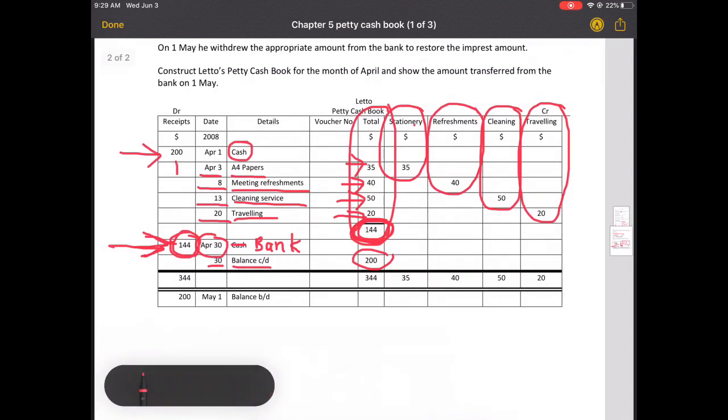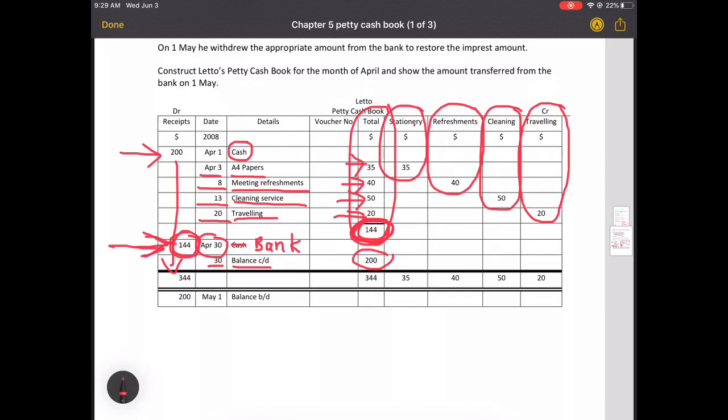Once you have your balance c/d, you will total all the columns. You will total this column, which is 144 plus 200, which is 344, and also total these columns, just to keep track of all your expenses in the petty cash book. And then you will close off that account with a double line. And then, as usual, you will bring down the balance b/d.